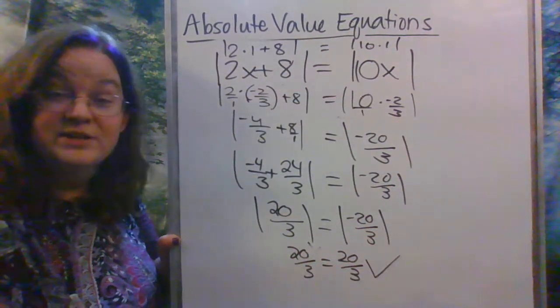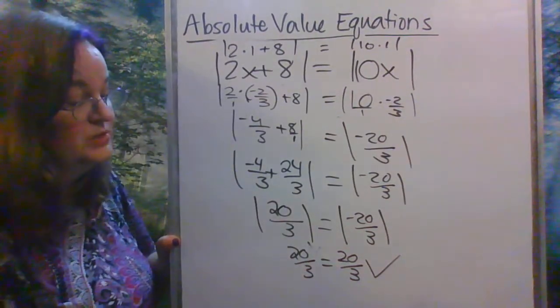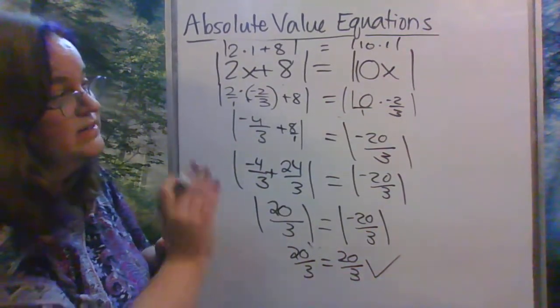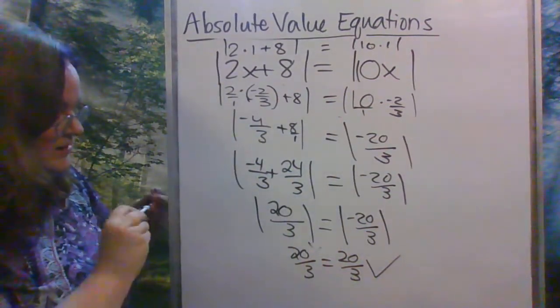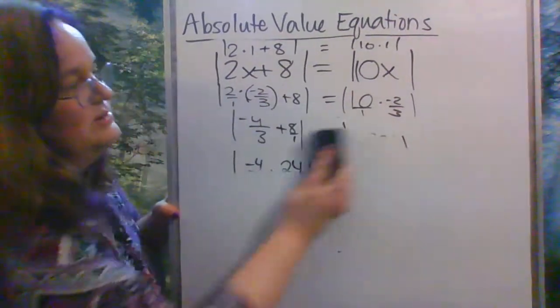So both of our answers worked this time. It doesn't always happen that way. Sometimes one of them doesn't work. It's extraneous. It doesn't come out where these two would be equal. Okay, so that one definitely worked. Not necessarily friendly numbers, but it definitely worked out like that.